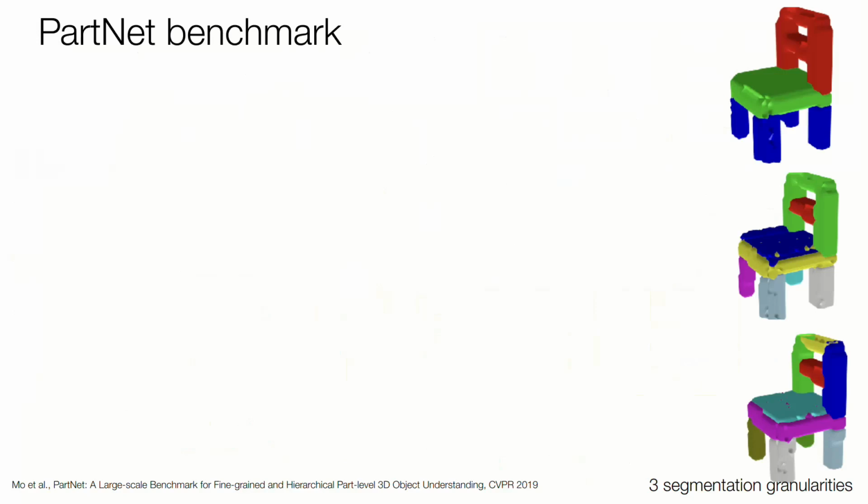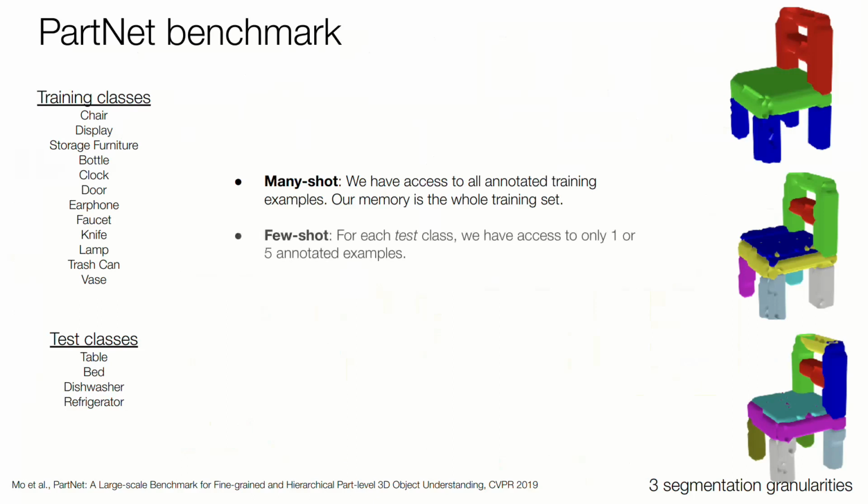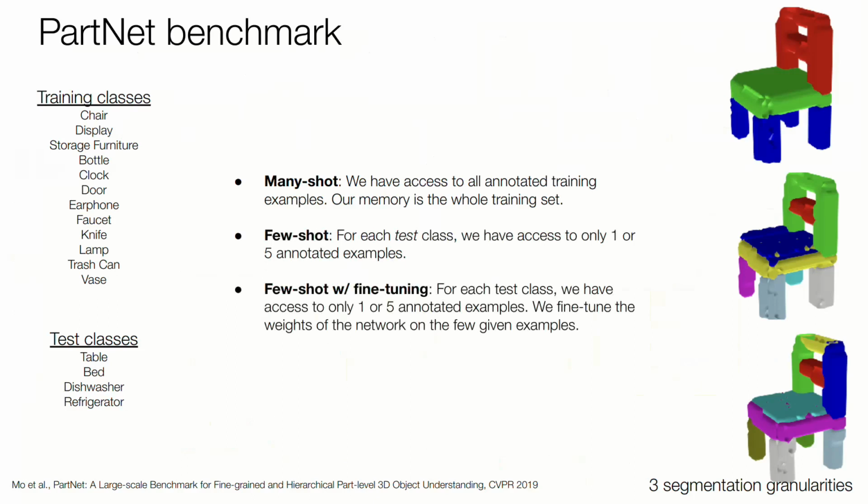We evaluate our approach on PartNet, a dataset with object part annotations of different levels of granularity. We train on a set of 12 classes and keep a set of 4 classes that are unseen during training. We evaluate our performance on 3 setups: a standard many-shot on the test set of the training classes, few-shot on the test set of the novel classes, assuming that few samples are given for them, and few-shot with fine-tuning on the test set of the novel classes after fine-tuning on the few given examples.